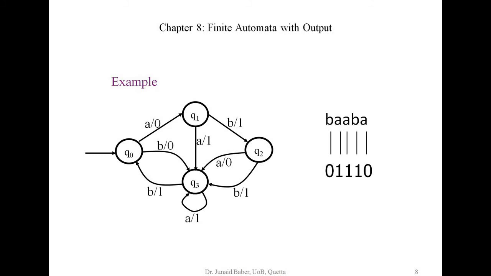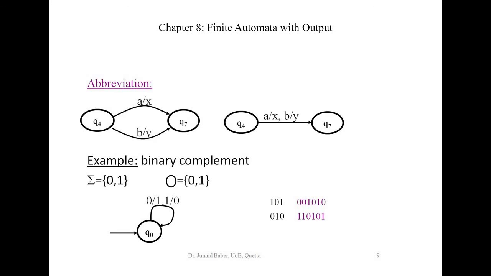Finite automata with output. This is again a four-state machine, and we can see this is the input, this is the output. The lengths of both are the same. The lengths of both input and output should be the same in the case of a Mealy machine. So this is an example of complement or inversion of a binary string. If you give 0, it gives the output 1. If you give 1, it gives the output 0. In the case of a Moore machine, we need at least 2 states, but the same language can be implemented using a Mealy machine with 1 state.